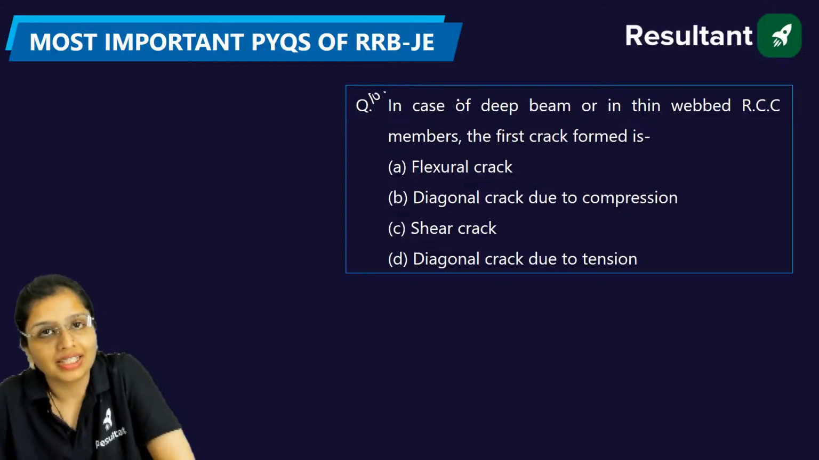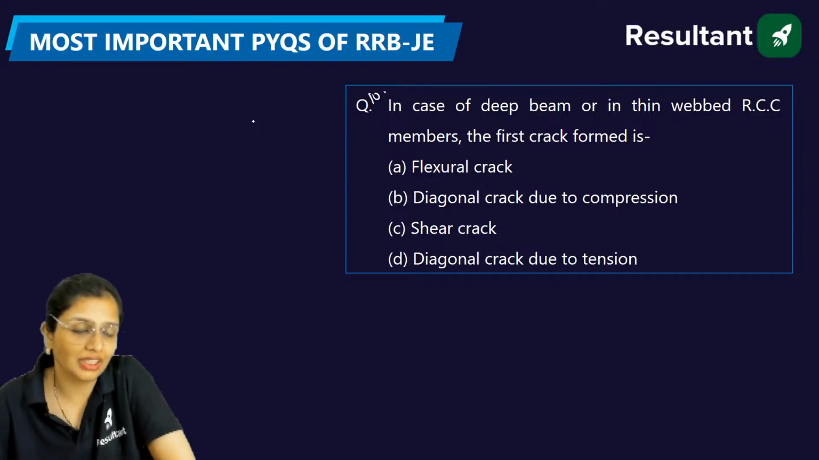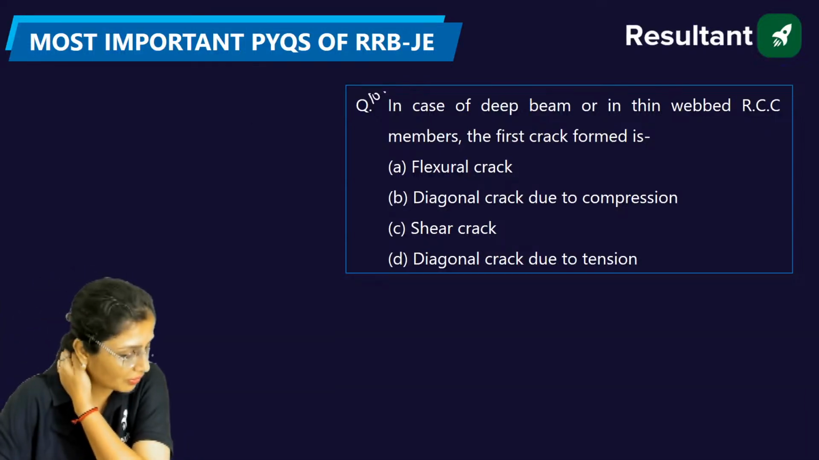Question number 10. In case of deep beams or in thin webbed RCC members, where do you find the first cracks? Where do you find the first crack, guys?